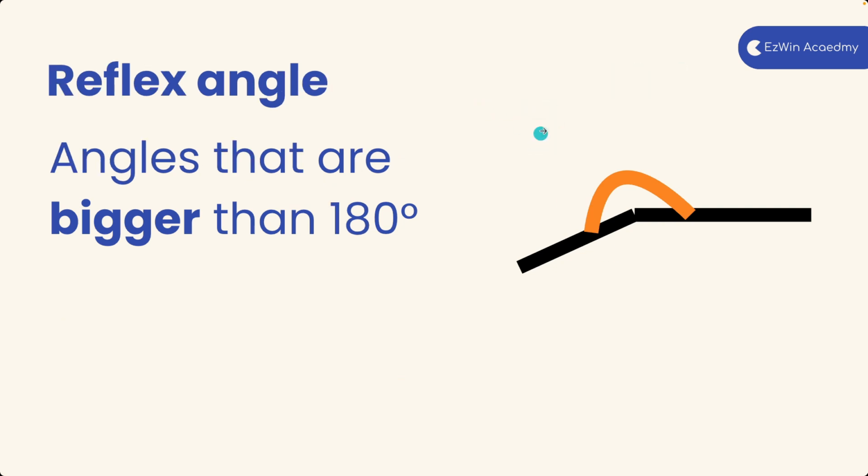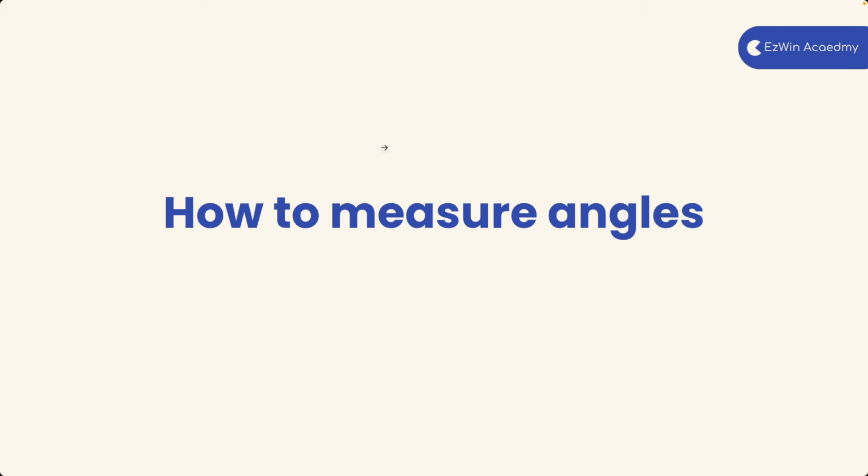So that means this is another angle, or this should be the last angle, called a reflex angle, which is basically an angle that is bigger than 180 degrees. Yeah. Now we know the different types of angles.